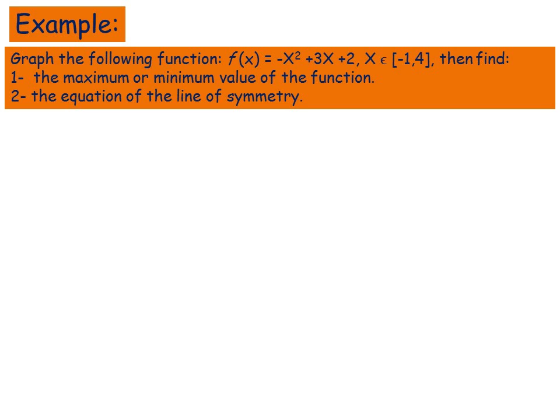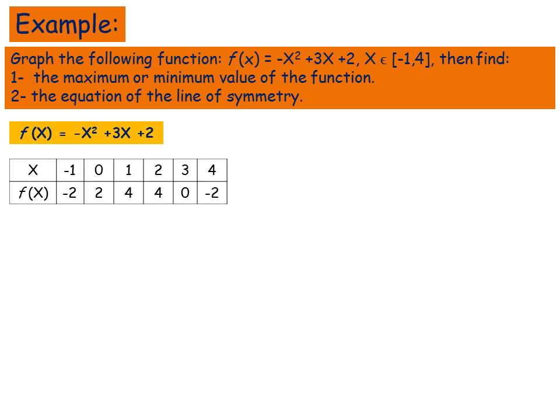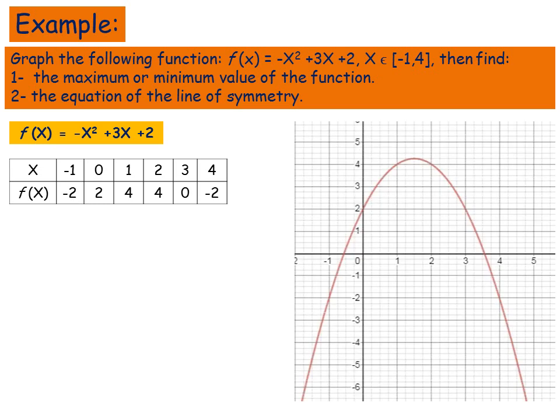Now let's have another example. He wants me to graph the function negative x squared plus 3x plus 2, where x belongs to the interval from negative 1 to 4. This is a quadratic function, so it will be a curve. Okay, but the coefficient of x squared is lower than 0, so the curve will open downwards and have a maximum value. So as we did in the previous example, we will calculate our images like that. We will take x as every integer in the interval from negative 1 to 4. So I will have negative 1, 0, 1, 2, 3, 4, and calculate every image of it from the rule of the function. And then represent it graphically. So I will have a curve like that.